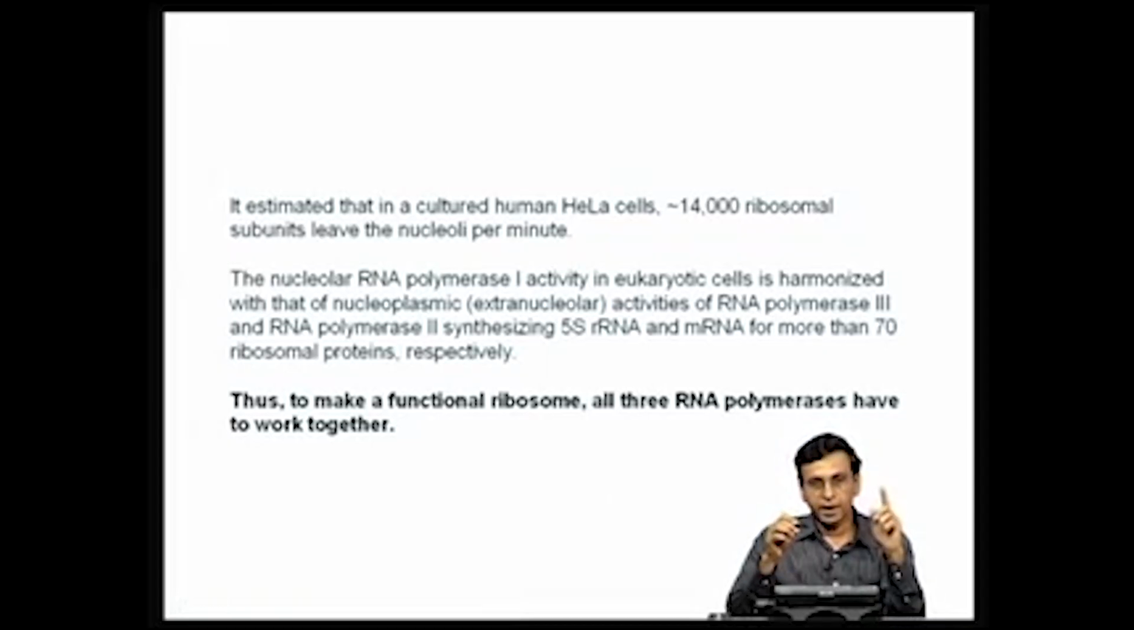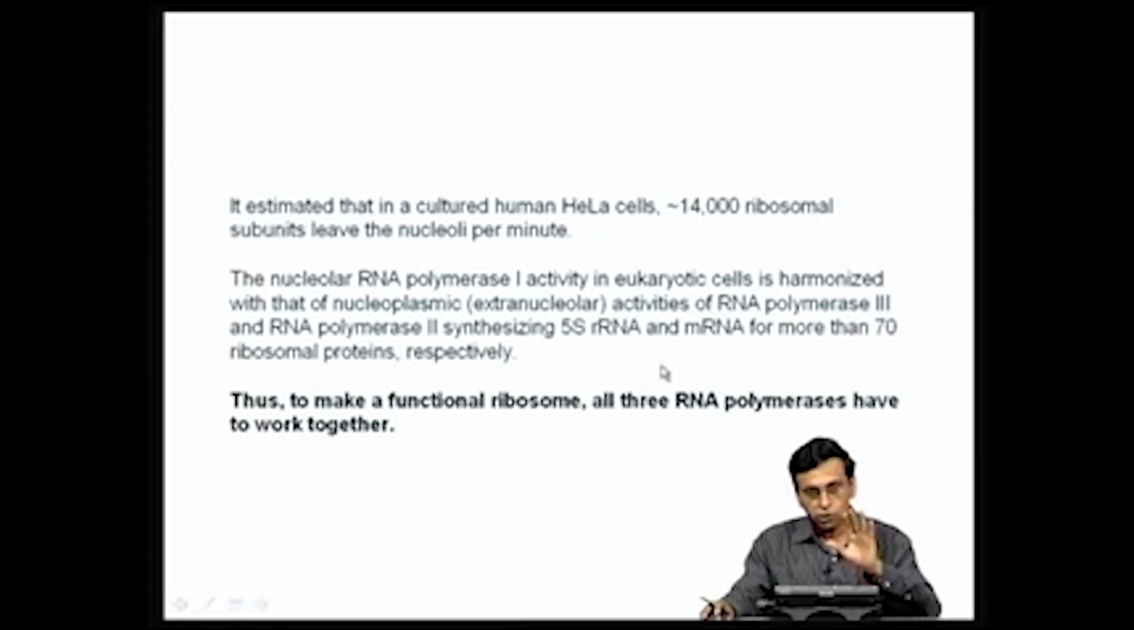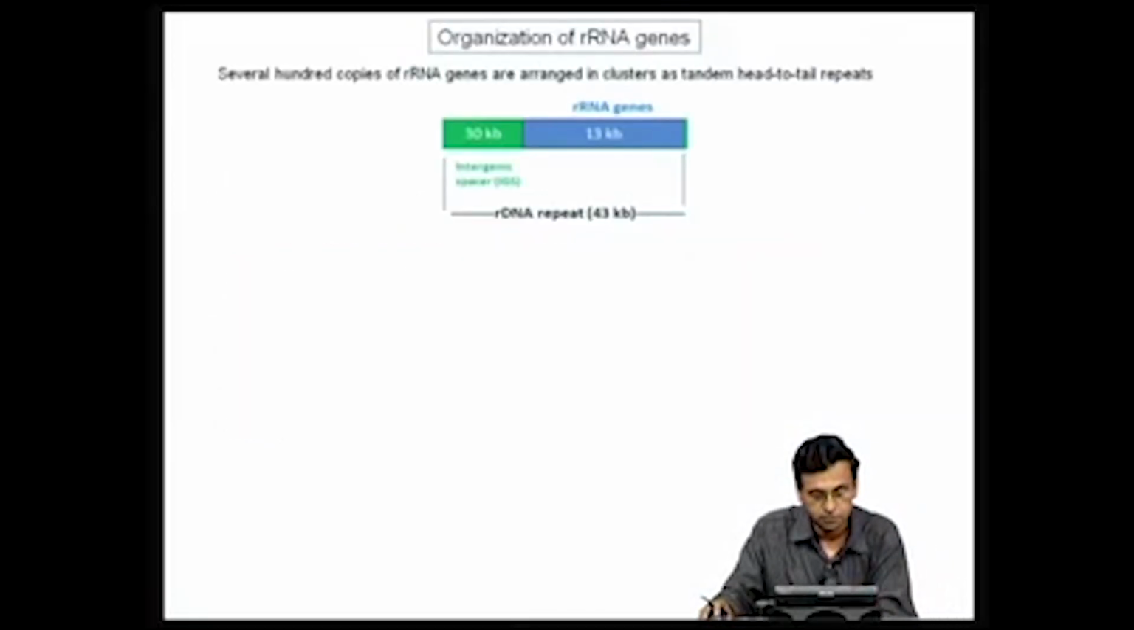RNA polymerase 1 makes 28S, 18S and 5.8S rRNA. The messenger RNAs for at least 70 different ribosomal proteins are made by RNA polymerase 2, and the 5S rRNA is made by RNA polymerase 3. So, all these 3 RNA polymerases have to work together in order for you to get a functional ribosome. Now, let us talk today about the synthesis of 28S, 18S and 5.8S rRNA from the ribosomal DNA by RNA polymerase 1. How does the synthesis take place, and how does the regulation take place?